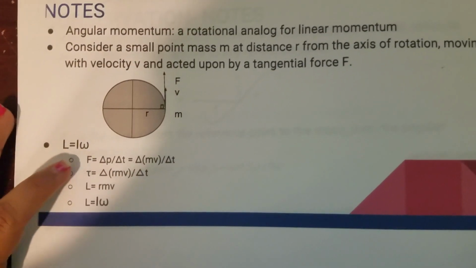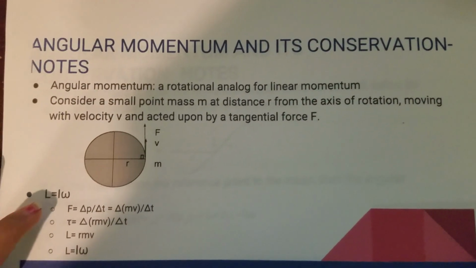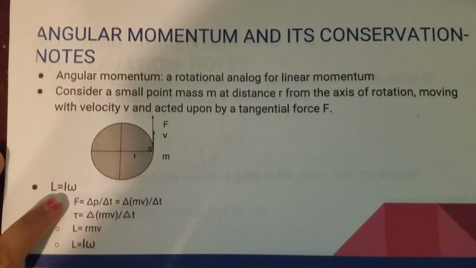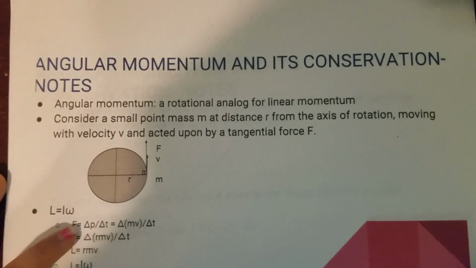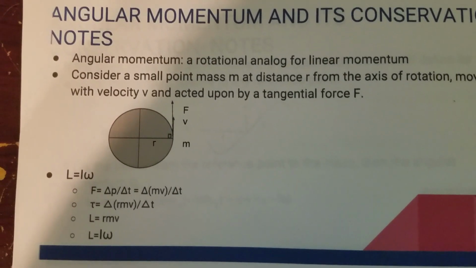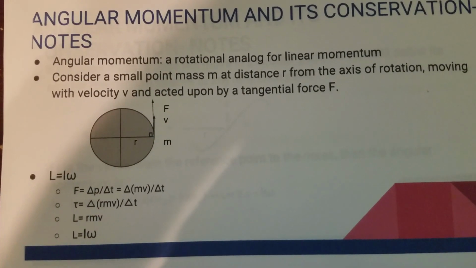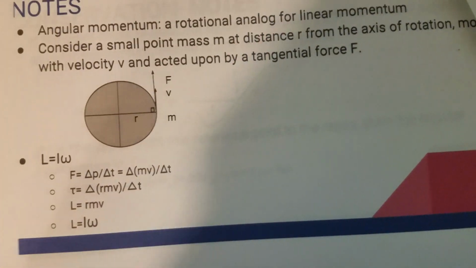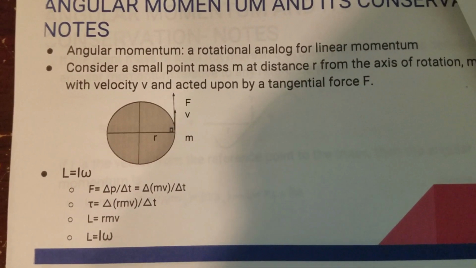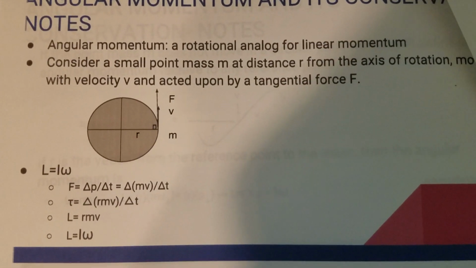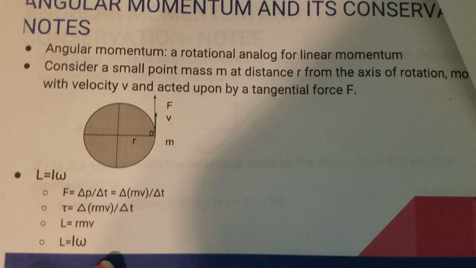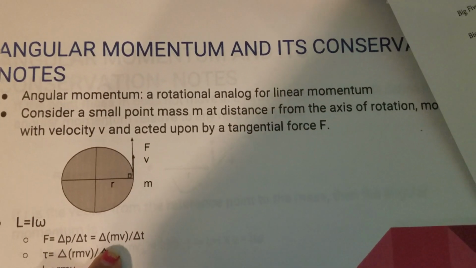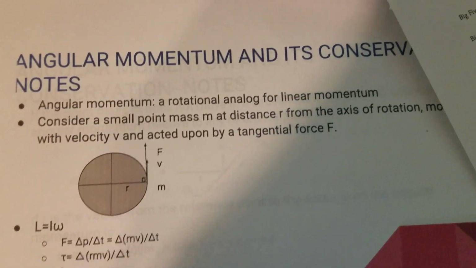A very important equation you need to memorize is angular momentum. Angular momentum is denoted by L. It's equal to inertia times angular velocity, or omega. By Newton's second law, you should know that the force is equal to delta P over delta T, and delta P is just momentum in its linear form. And you should know that P is equal to mass times velocity. So that's how you get delta of mass times velocity over delta T.